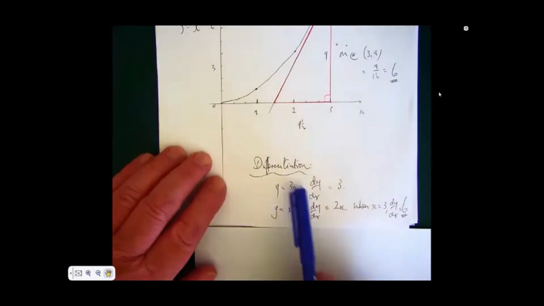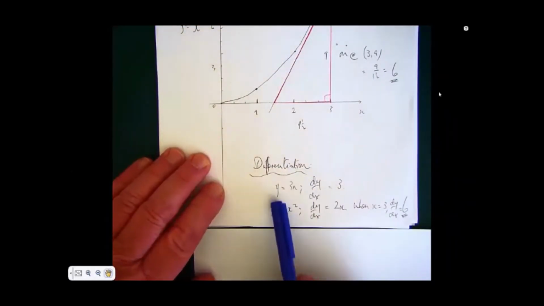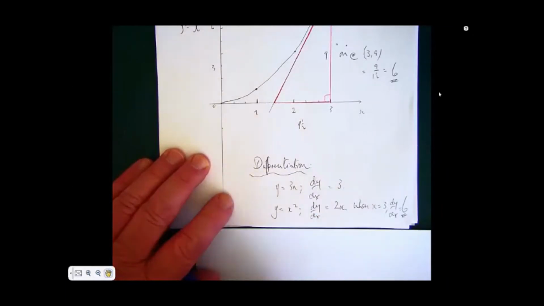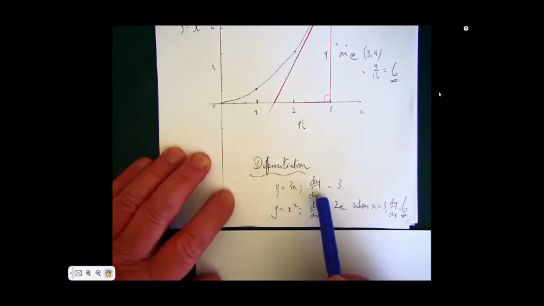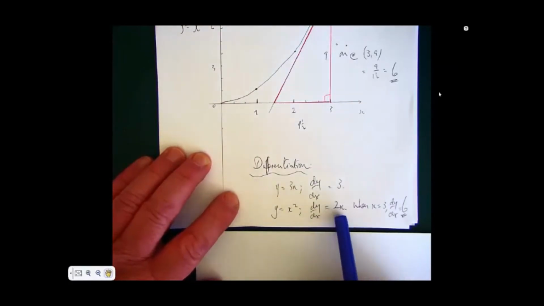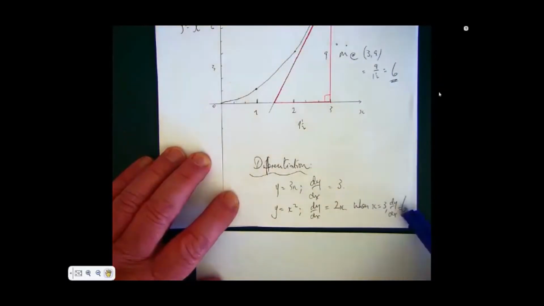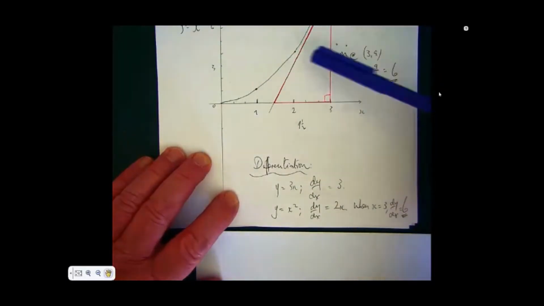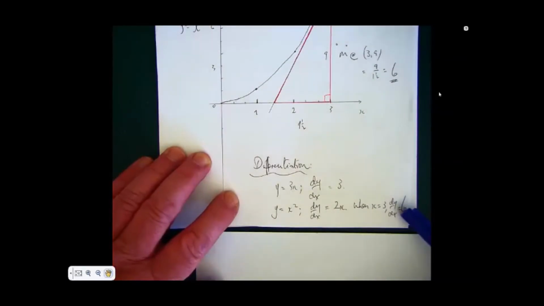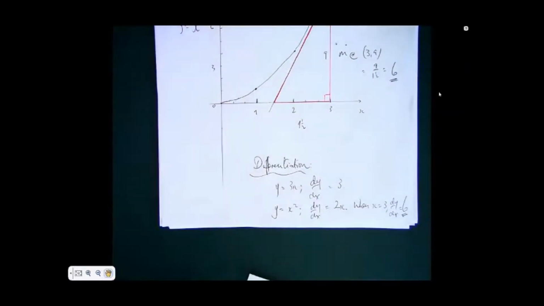Now, when we come to differentiate, for y equals 3x, we find that a change in y for a change in x equals 3. For y equals x squared, a change in y for a change in x equals 2x. And so when x equals 3, 2 times 3 is 6, this gradient here is actually going to be 6. Now, if we have a look back at the notes in the book, it hopefully will begin to make sense.